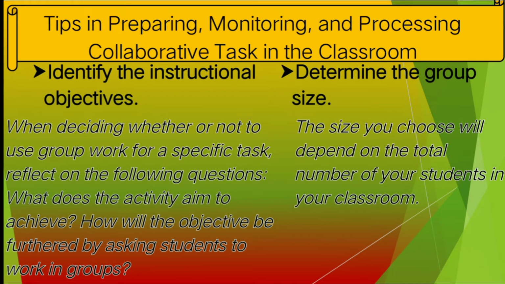Now, let us first discuss the first tip in preparing, monitoring, and processing collaborative tasks in the classroom, which is to identify the instructional objectives. So when deciding whether or not to use group work for a specific task, you must reflect on the following questions. What does the activity aim to achieve? How will the objective be furthered by asking students to work in groups?